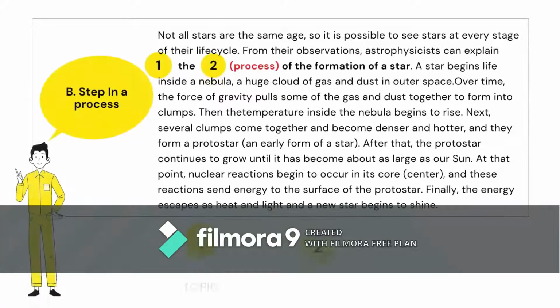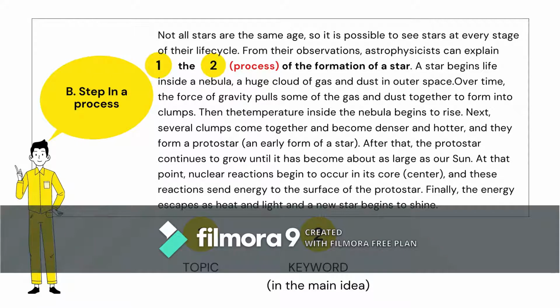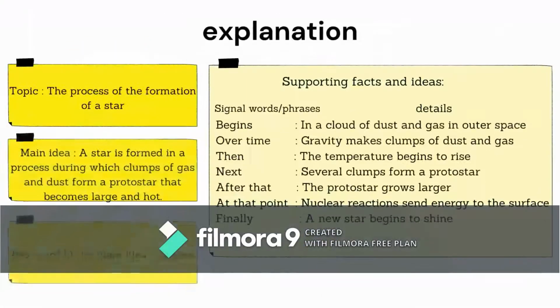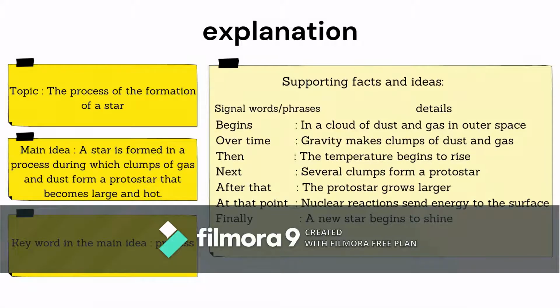Next, example of steps in a process. We can read the paragraph, and after reading the paragraph, we know that the topic is the process of the formation of a star. The main idea is a star is formed in a process during which clumps of gas and dust form a protostar that becomes large and hot. Keyword in the main idea is process. Supporting facts and ideas include signal words or phrases and details.